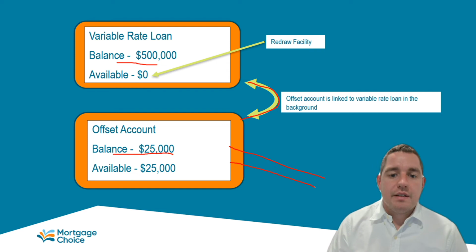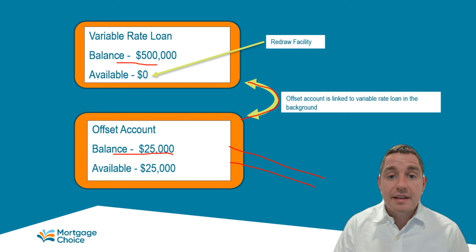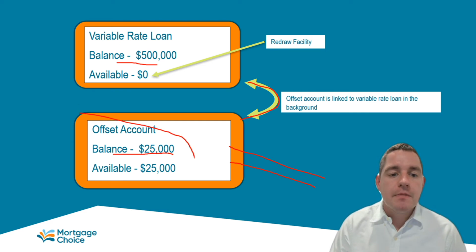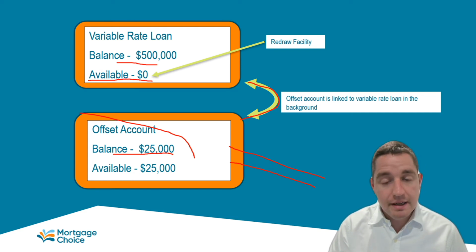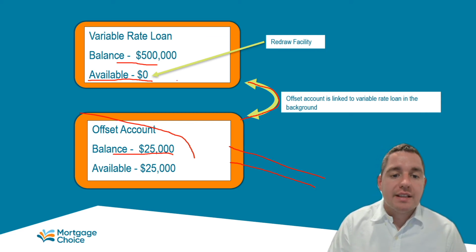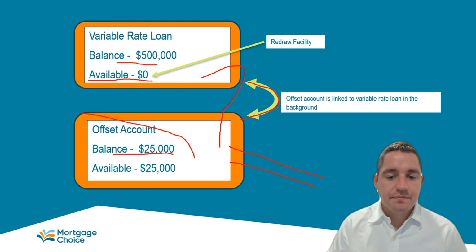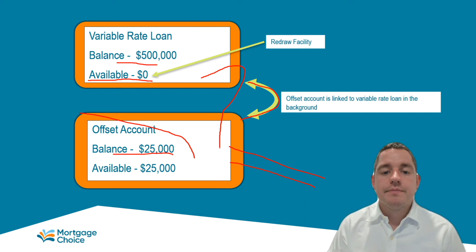Now, a redraw facility achieves exactly the same thing at the end of the day. However, the $25,000, instead of sitting in a separate account like it is down here, is going to sit directly in the variable rate loan. Meaning, if you ever need to access that money, you would need to transfer it out of the variable rate loan to a transaction account, which is a bit more of a manual process compared to the offset account.